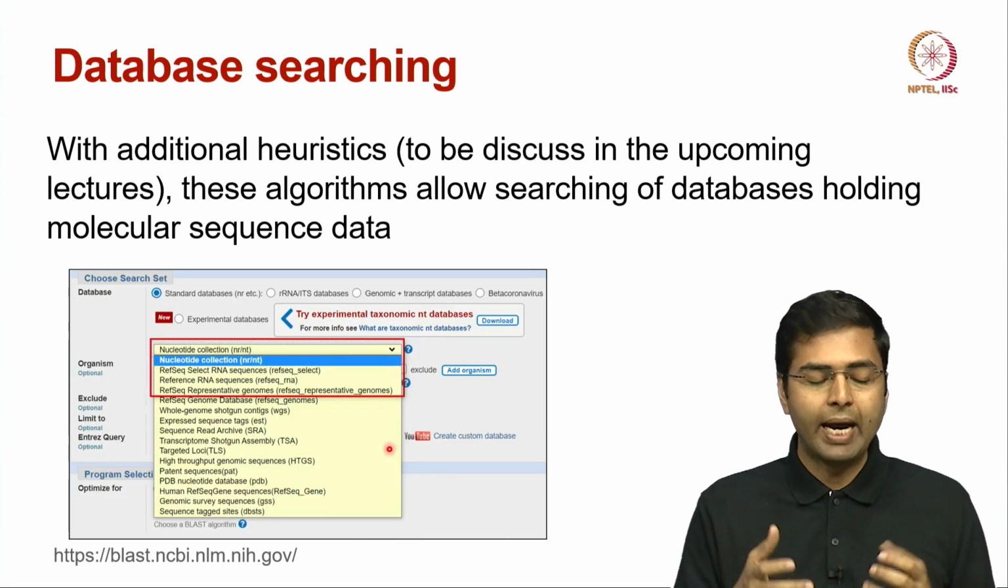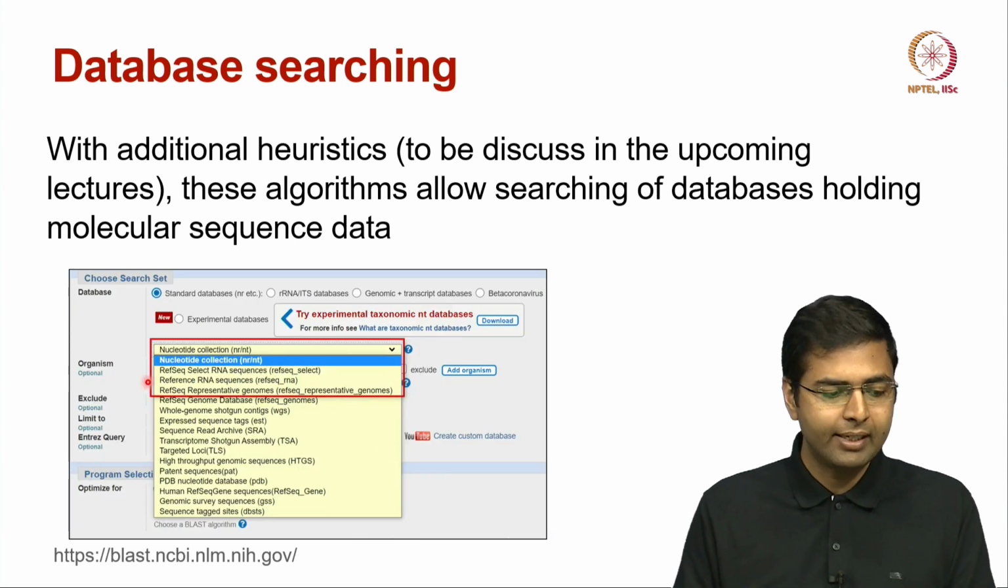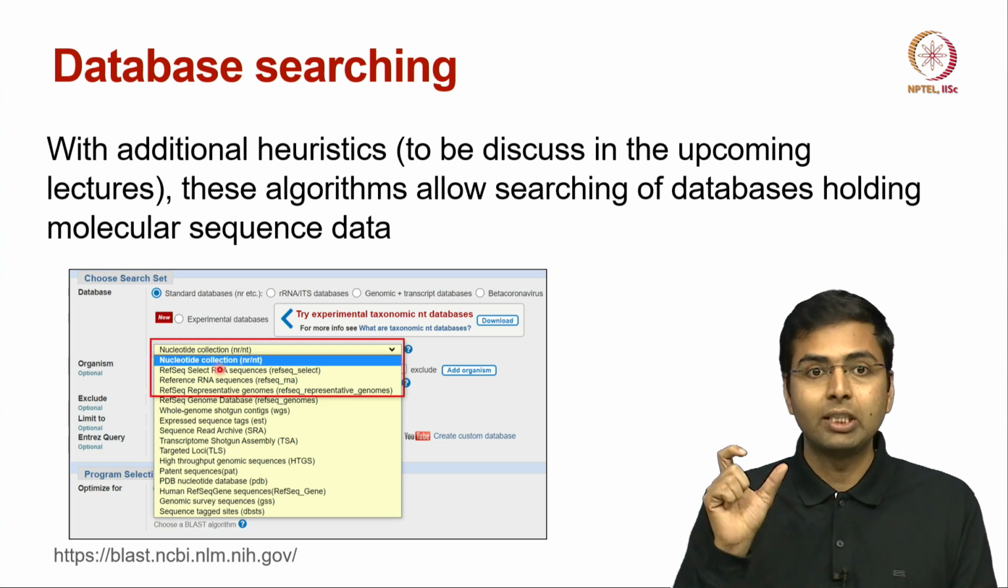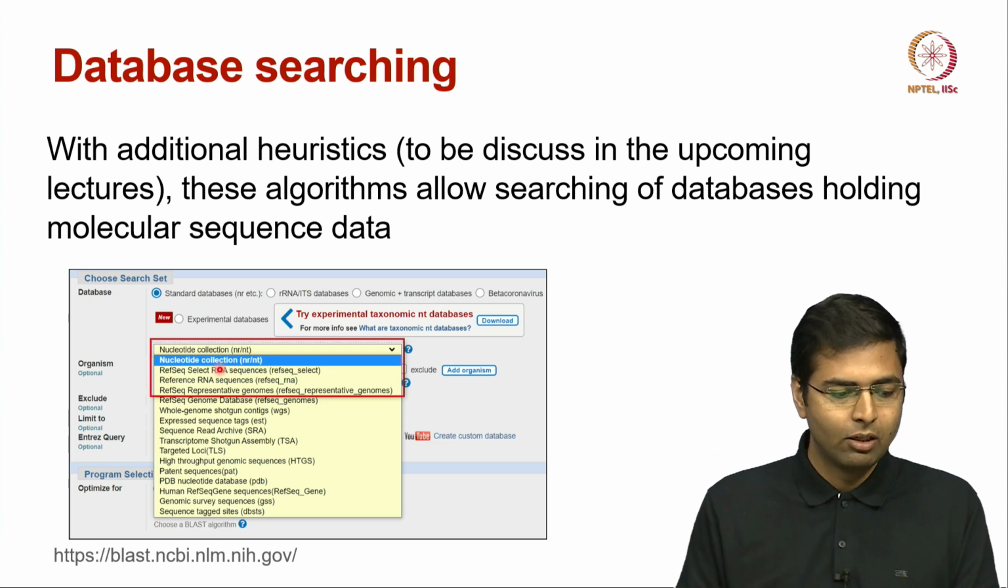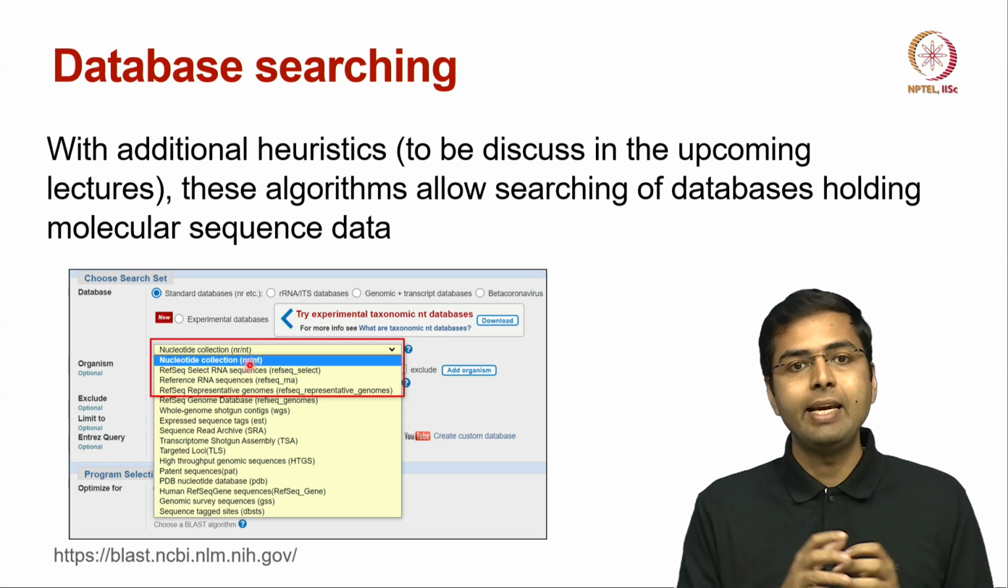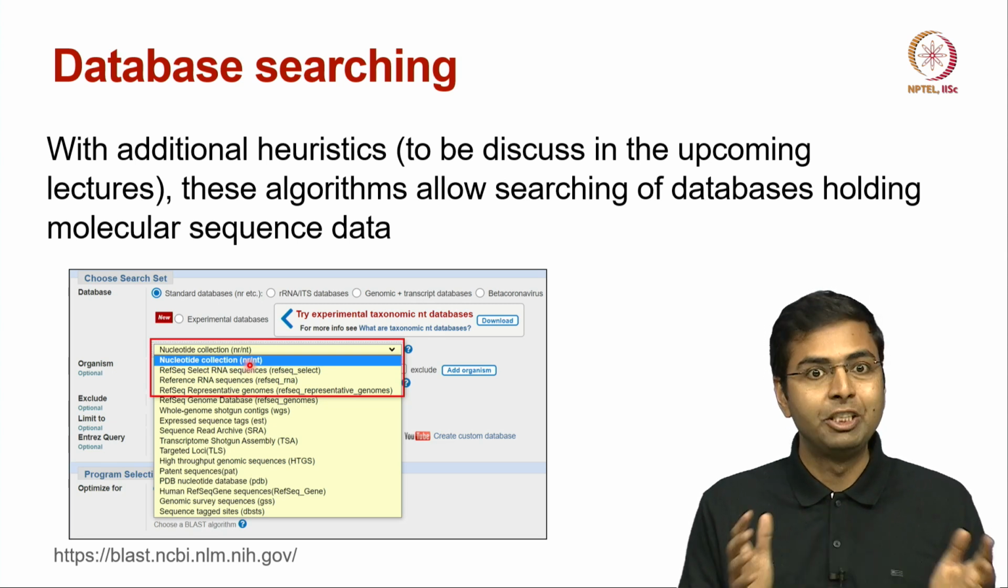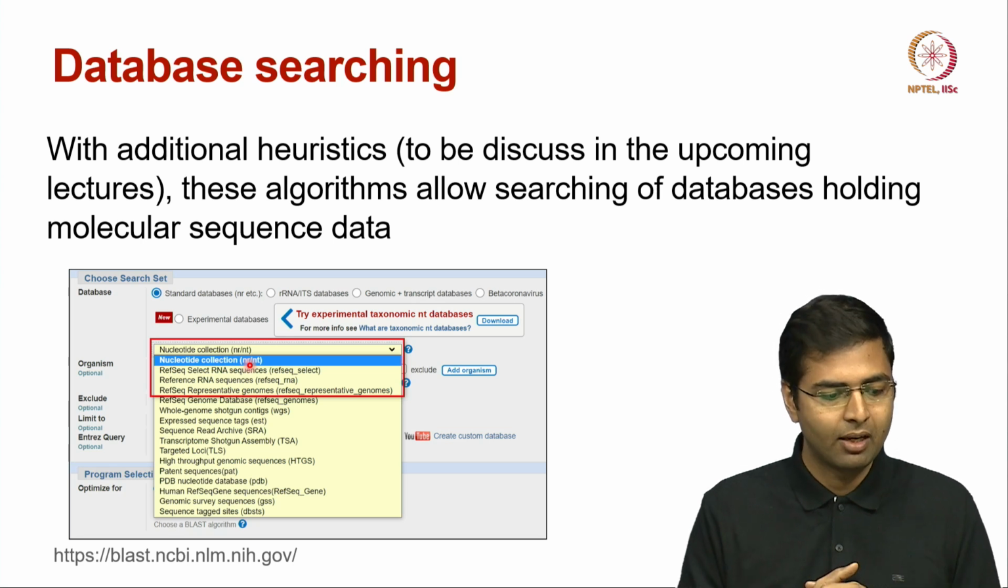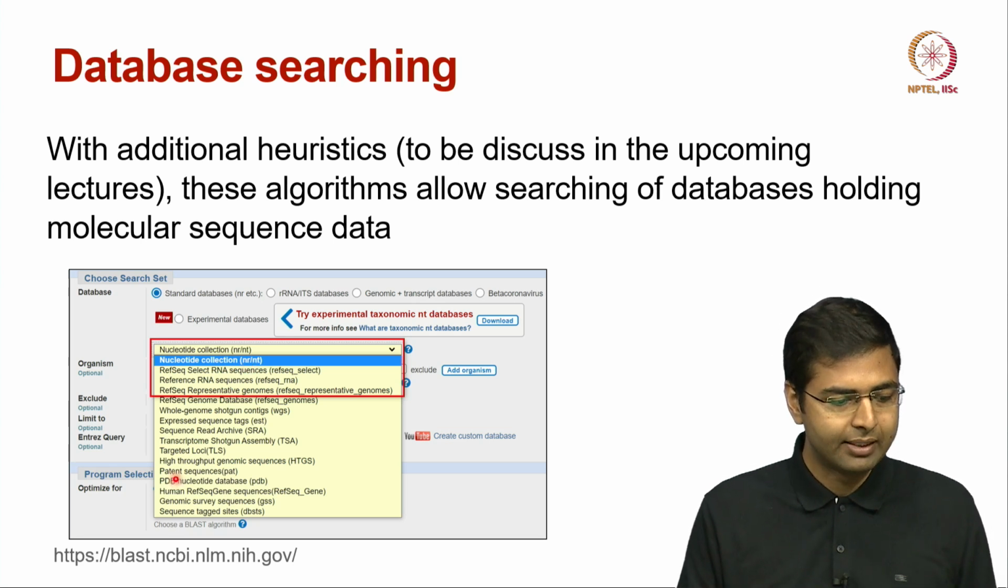It will also ask you to provide which database you want to search that sequence in. There are many databases that this tool supports. For example, the first one is the nucleotide collection, which is the collection of all non-redundant DNA sequences from all species that have been sequenced. Similarly, you can see many other databases such as RefSeq, assembly databases, EST databases, SRA databases and so on.